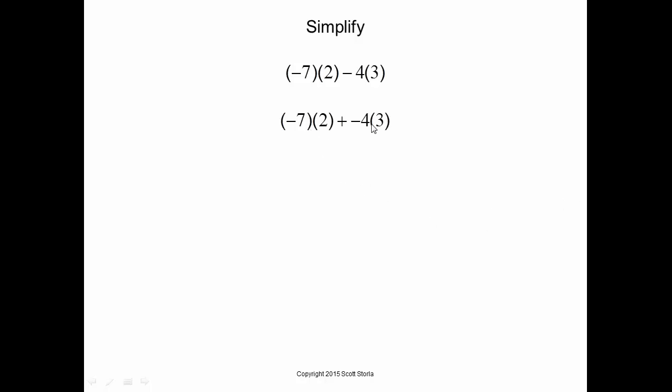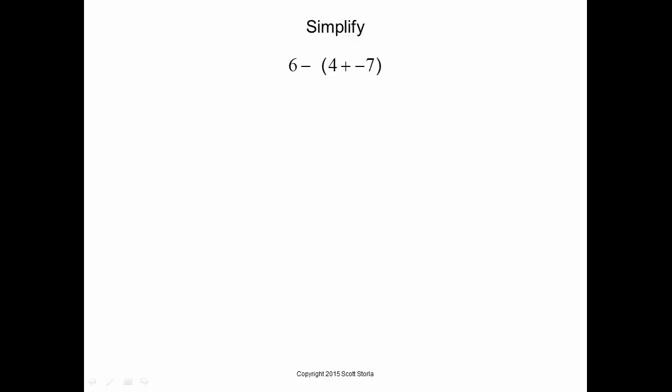Now we have 1, 2, 3 operations. The multiplications come first, so I'll get -14. Then I'll get -12. Notice that this now is definitely a -4. And then last I'll add, the signs are the same, 14 and 12 is 26, and I'll keep the common sign and get a sum of -26. So again, if you find yourself confused as to whether this is a subtraction or a negative, simply rewrite the subtraction as adding an opposite and everything will be fine.